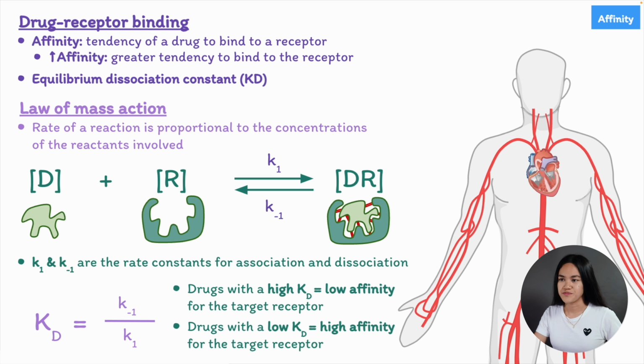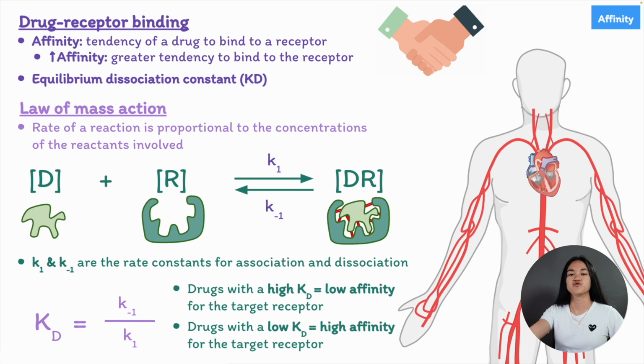Let's say you're at a party and you notice that some people are attracted to each other and end up holding hands. This attraction between individuals can be compared to affinity in drug-receptor interactions. Affinity is like the level of attraction between a drug and its receptor, okay? We said KD is the equilibrium dissociation constant, and it tells us the tendency of a drug to dissociate or separate from its receptor, right?